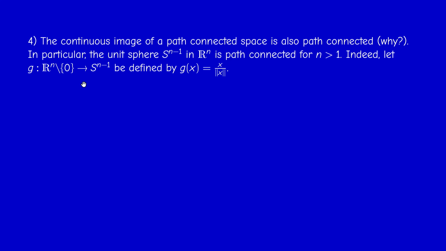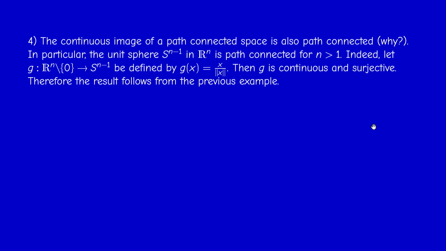Now, since we proved that Rn without 0 is path connected for n bigger than 1, its image, which is S^{n-1}, is also path connected, but not convex. Because here we are talking about the sphere, not the ball. So this is another example of a path-connected set which is not convex. It's a fundamental example.